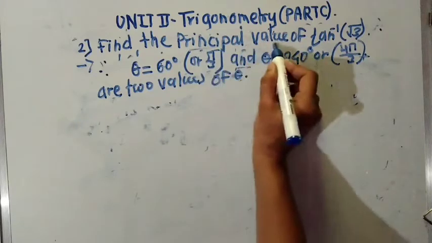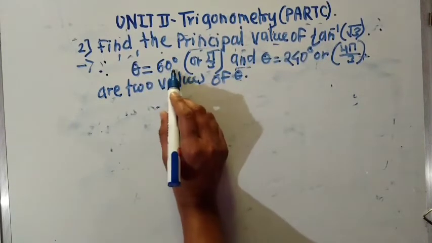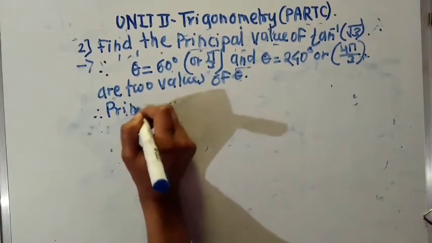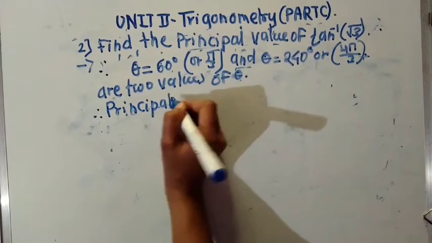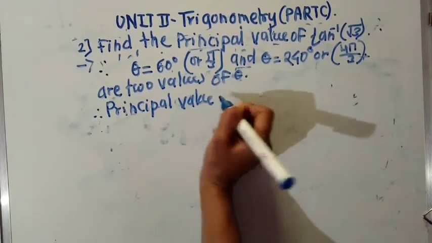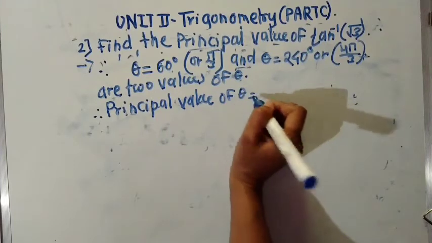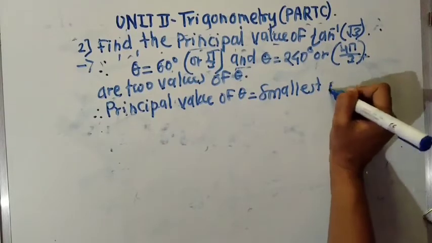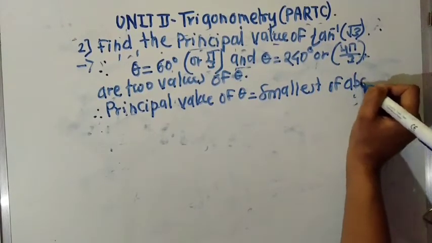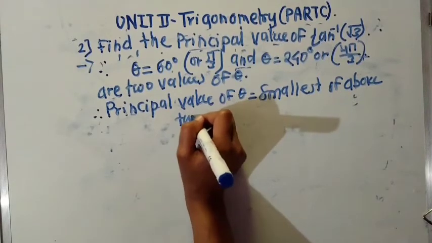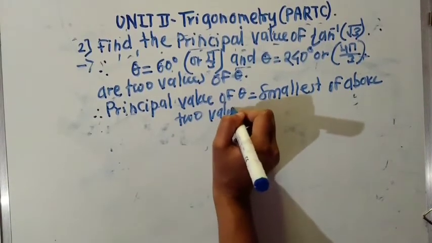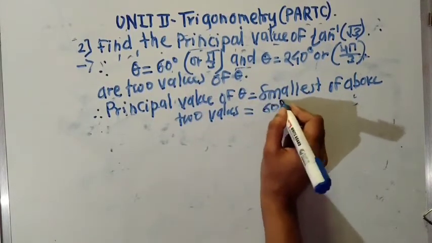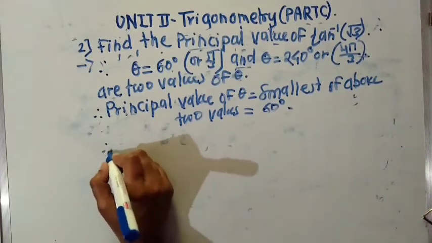But which is the principal value of theta? Principal value is the smallest value, means principal value of theta is the smallest of the above two values. Between these two, the smallest is 60 degree, so the principal value is 60 degree.